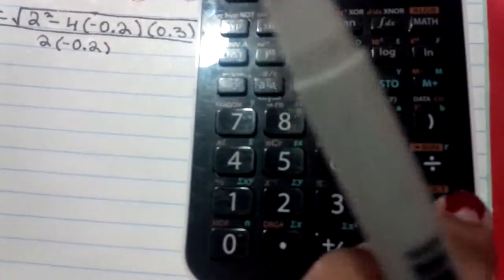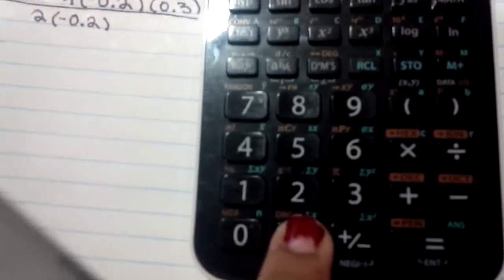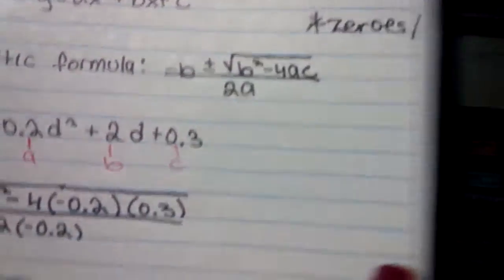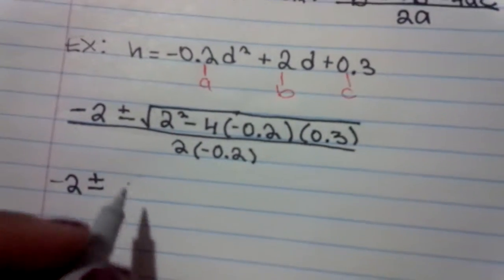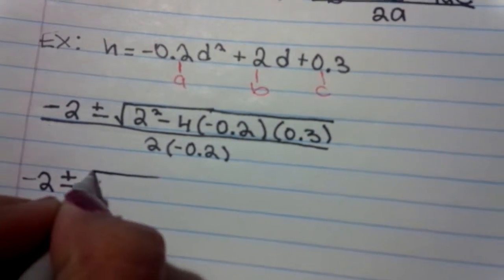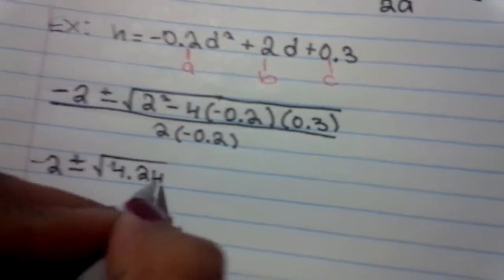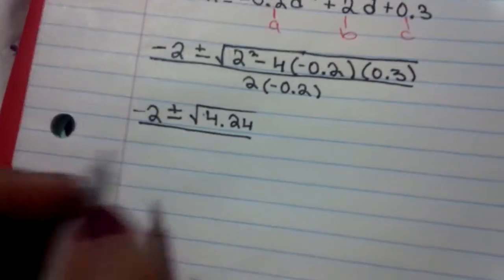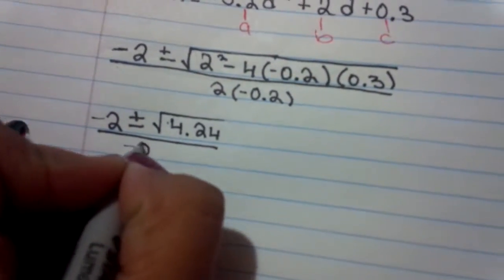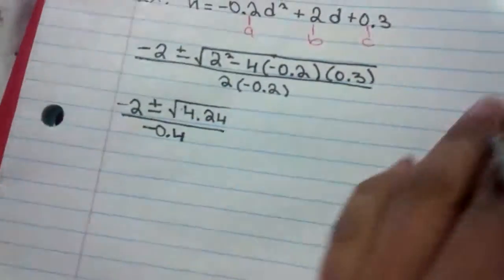Sorry, I didn't show you. So 4 minus negative 0.24 gives us 4.24. So we know it's going to be the square root of 4.24 divided by 2 times negative 0.2, which we know will be negative 0.4.